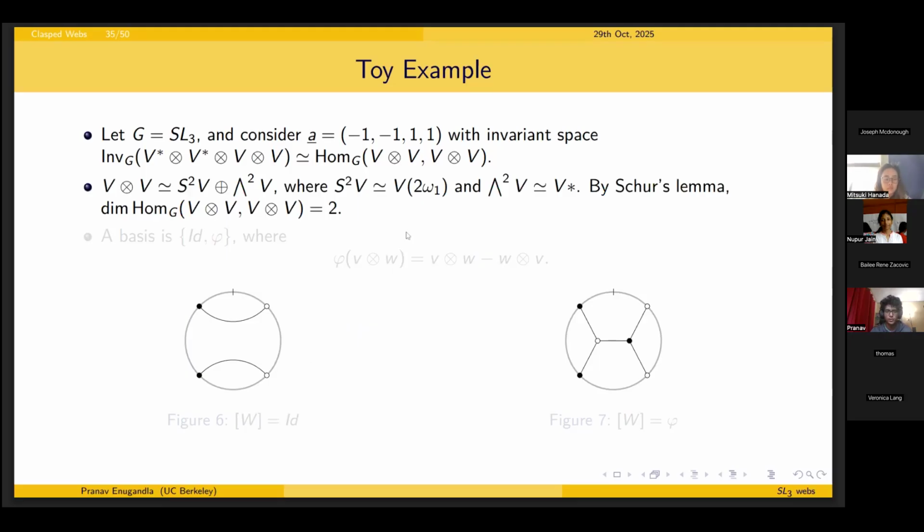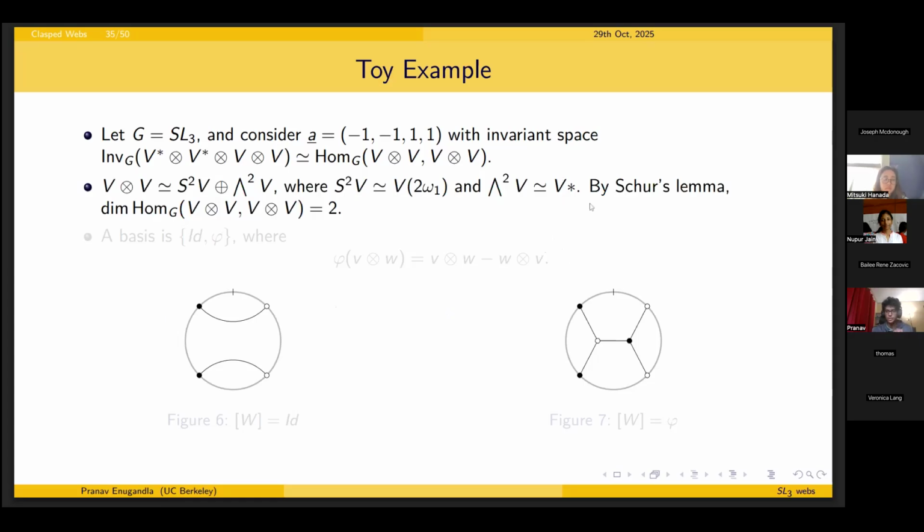And if I look at what V tensor V is, it breaks down into the symmetric power plus the alternating power. And both of these happen to be irreducible. So the weight for the symmetric power is twice omega 1, so this is not fundamental. But the second exterior power is just V dual. That should be a V dual. I apologize for the typo. But yes, this is a fundamental representation.